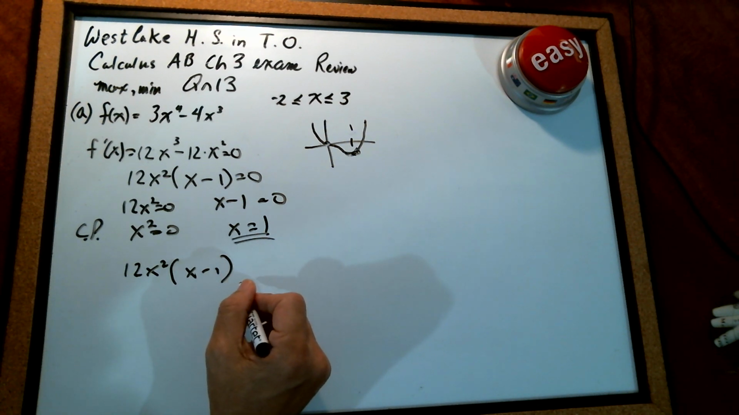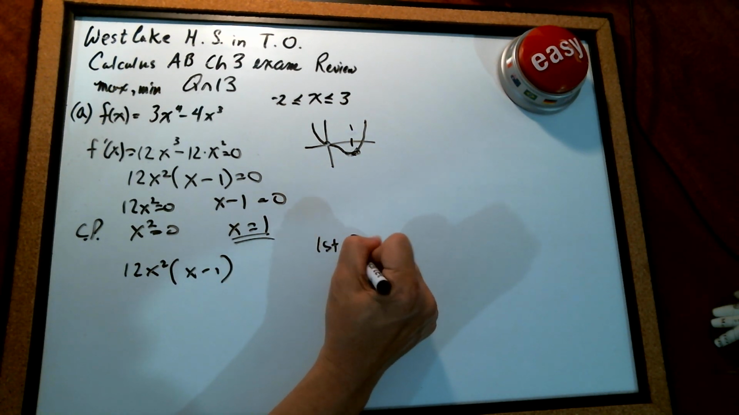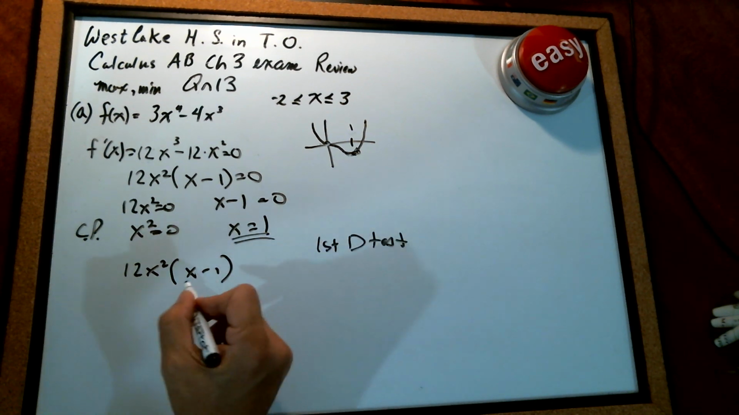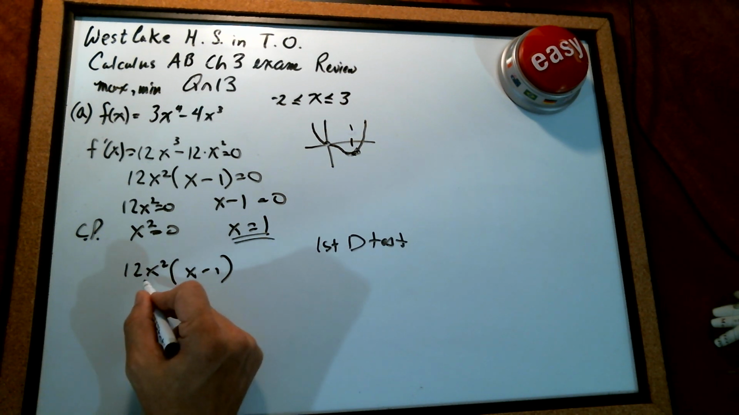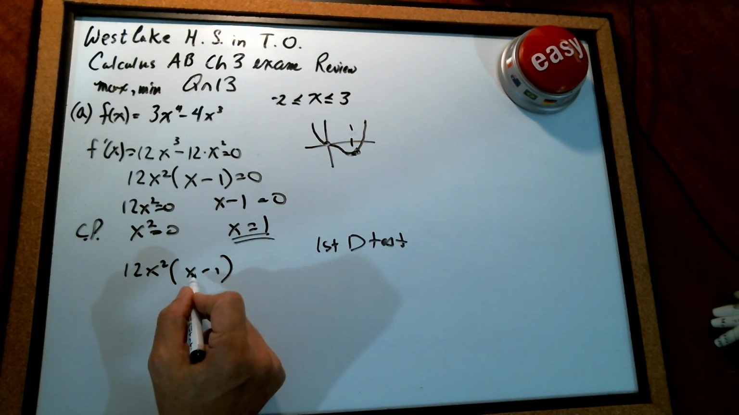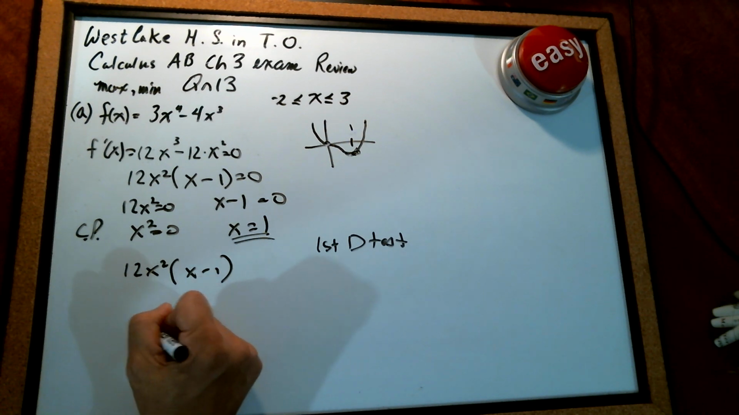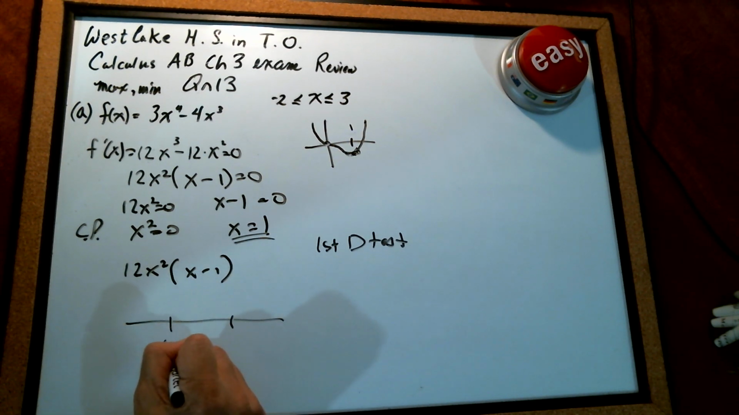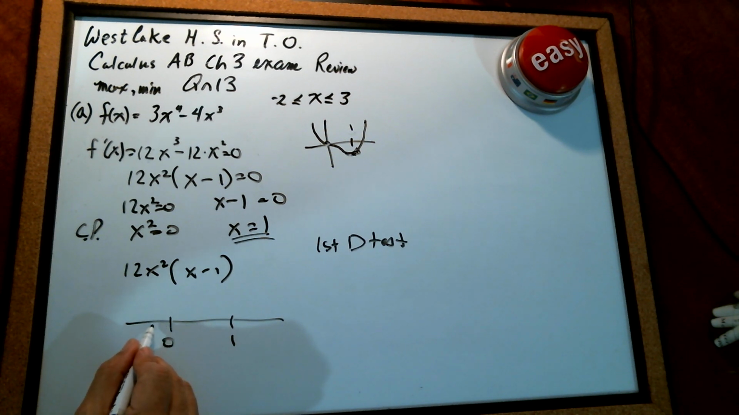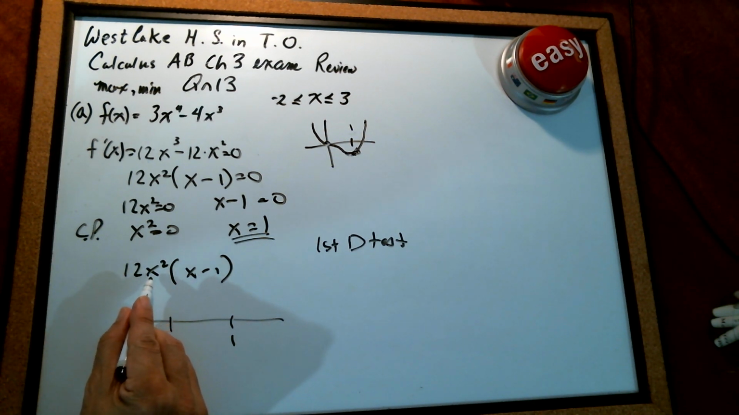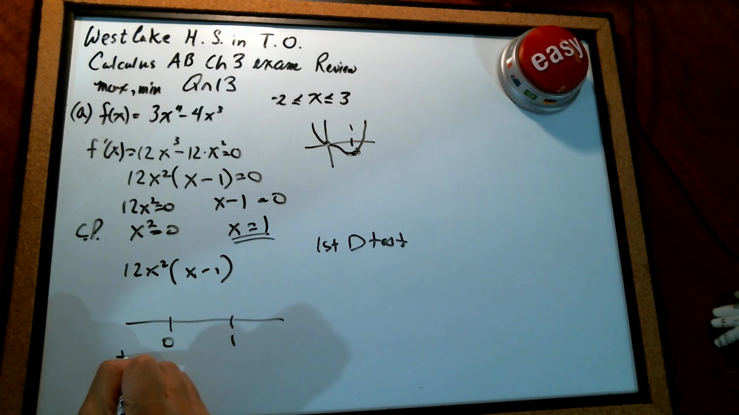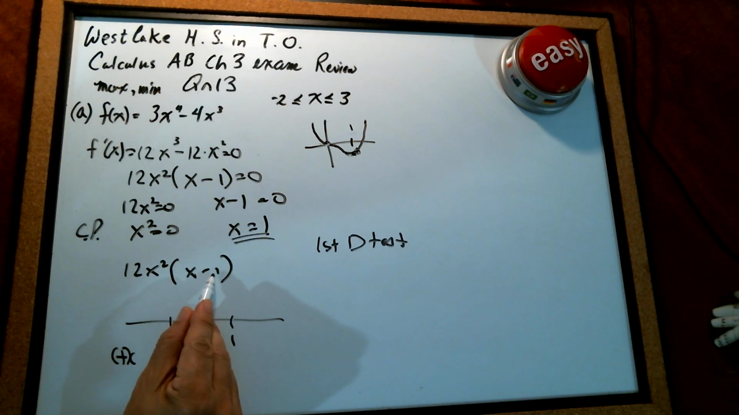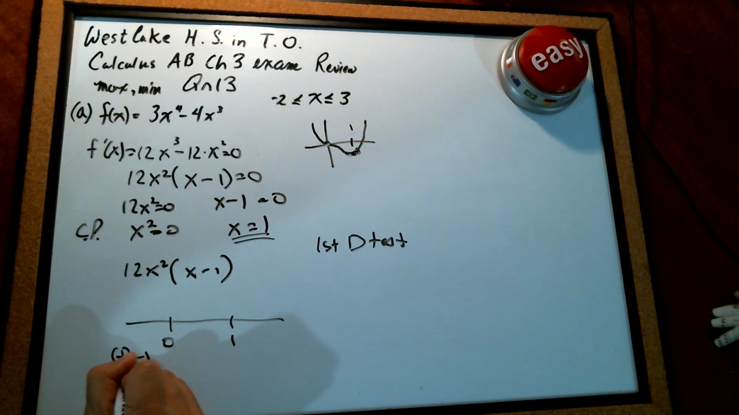And we're just going to look at the first derivative test. The first derivative test is when you plug in values around each critical point. Here's 0 and here's 1. To the left of 0, it's a negative number. Negative squared is positive, times positive is positive. A negative number minus 1 is another negative number. Positive times negative is negative. You got a negative slope there.